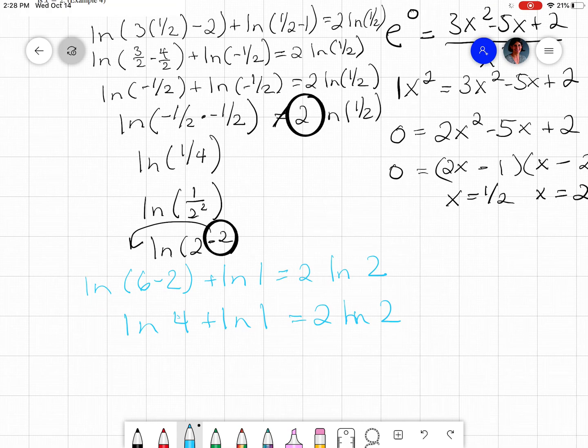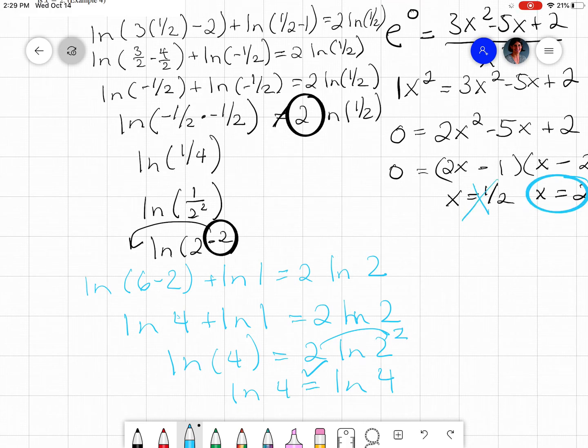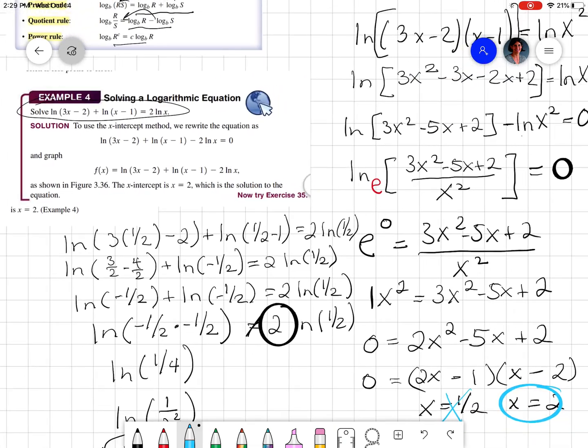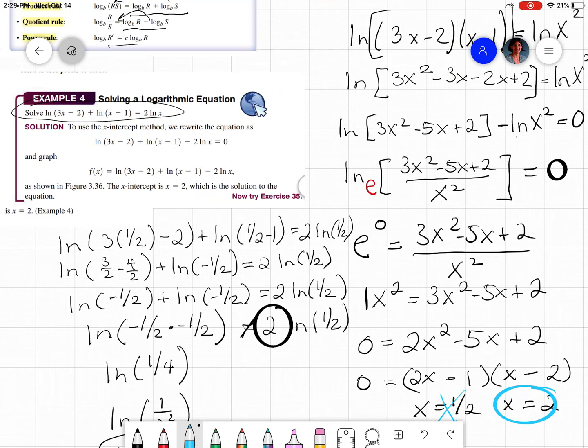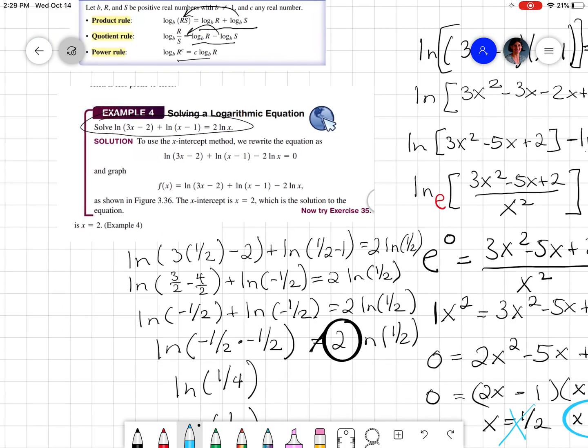And this is going to be the product rule. So we are going to have the ln of 4 equals 2 ln of 2. I hope you can see that using the power rule, this is going to go there, and you're going to have the ln of 4 equals the natural log of 4. So yes, we proved that 2 is our solution. The other one is extraneous in these two examples. Now, that's a lot of work, but it's still pretty cool that it all works out.